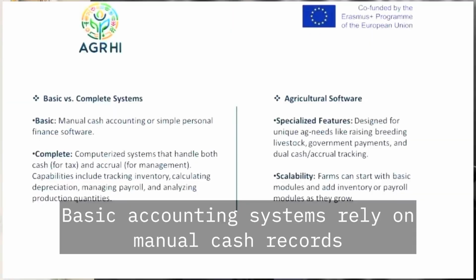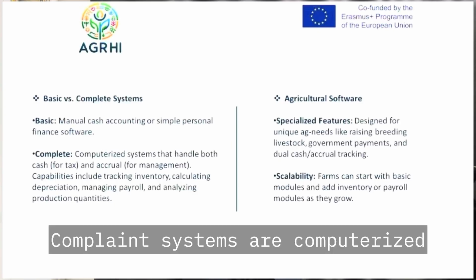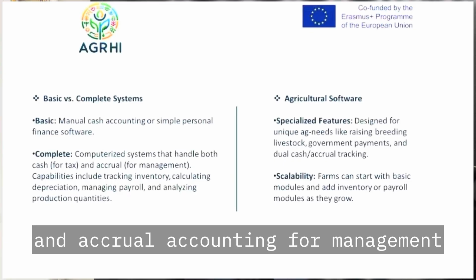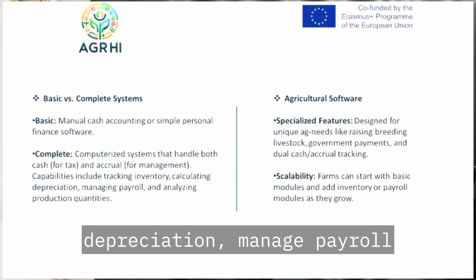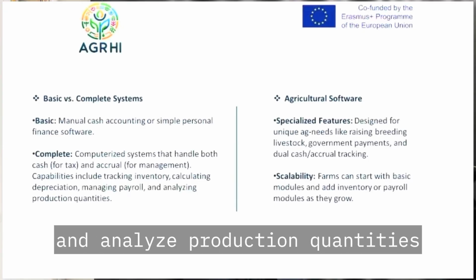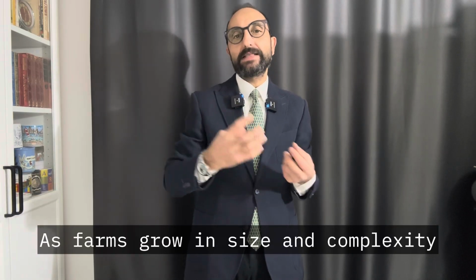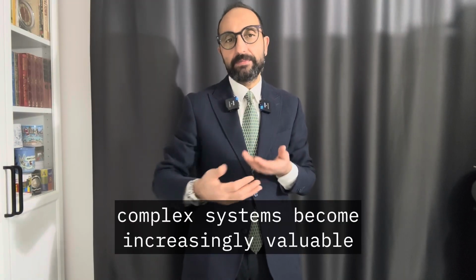Basic accounting systems rely on manual cash records or simple financial software. Complex systems are computerized and integrate both cash accounting for taxes and accrual accounting for management. These systems can track inventory, calculate depreciation, manage payroll, and analyze production quantities. As farms grow in size and complexity, complex systems become increasingly valuable.